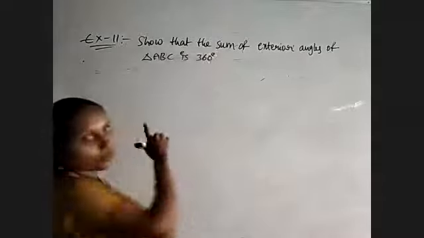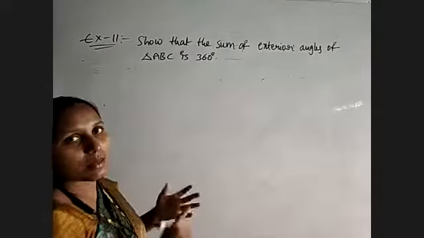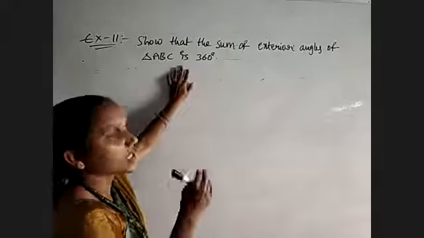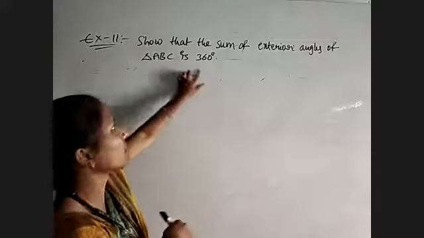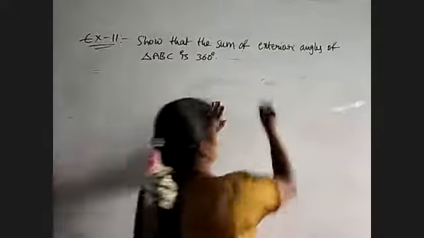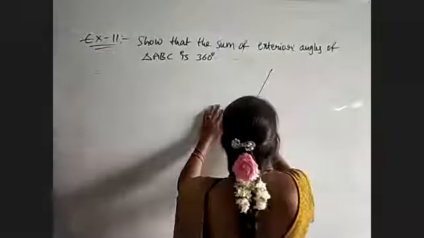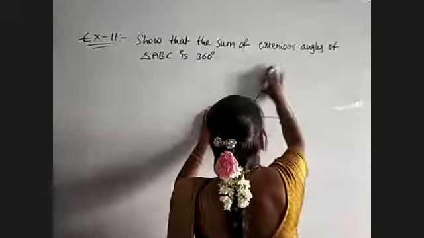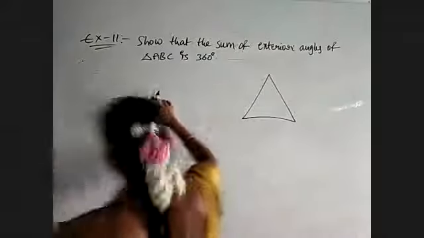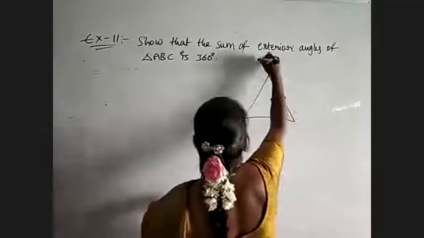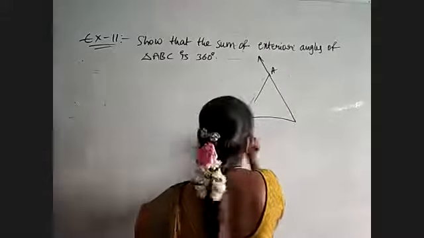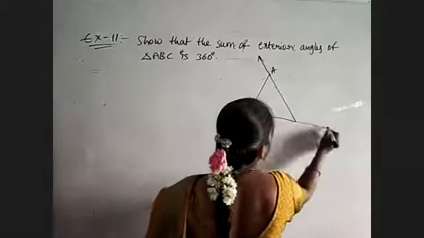We need to prove that statement like angle sum property of triangle and exterior angle property. Here we need to show that three exterior angles sum must be equal to 360 degrees for a triangle. So just take the triangle ABC. They have mentioned in the question itself, they have given that triangle also. Triangle A, B, C.